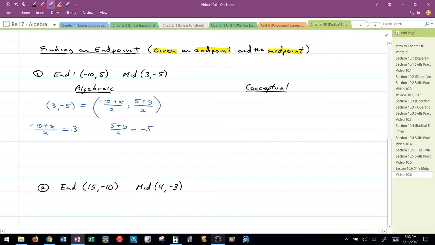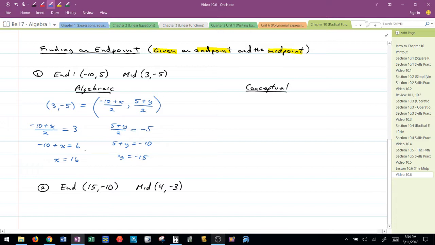I'm going to multiply both sides by 2, which would leave me with negative 10 plus x is equal to 6. And then add 10, that's going to give me x is equal to 16. I now have to solve the second one. Multiply both sides by 2. I get 5 plus y is equal to negative 10. Subtract the 5, and that tells me that y is negative 15.